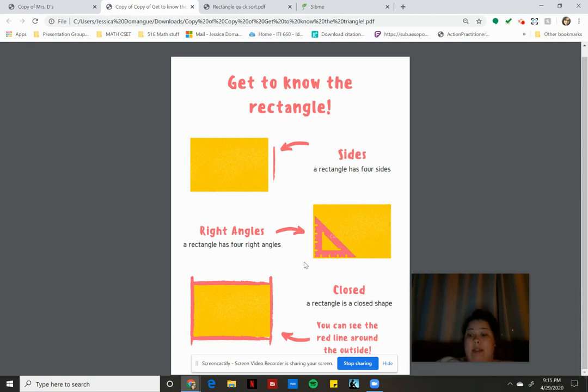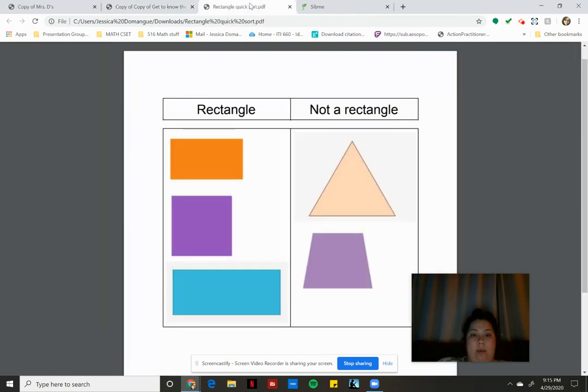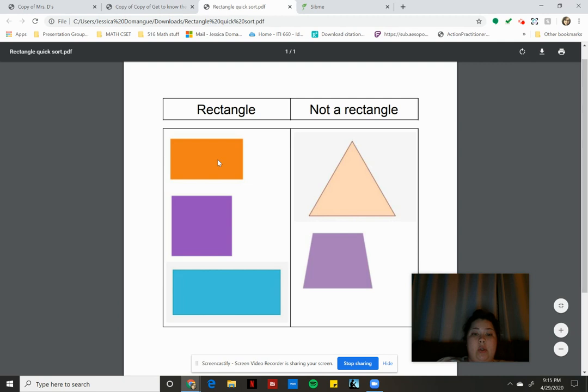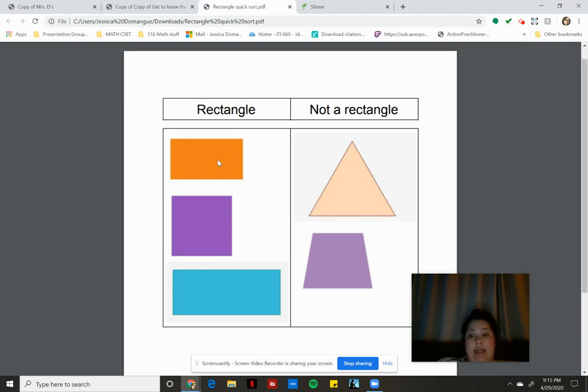Okay, and then the last thing is that it is a closed shape. Show me closed, scholars. It is not open. All the edges are closed. There is no space. Okay, so let's look at some sorting that Mrs. D did with rectangles. So my first orange rectangle, let's double check that I did it correctly. It has 1, 2, 3, 4 sides. It is closed. And all of my corners look square like this. I have right angles and square corners.